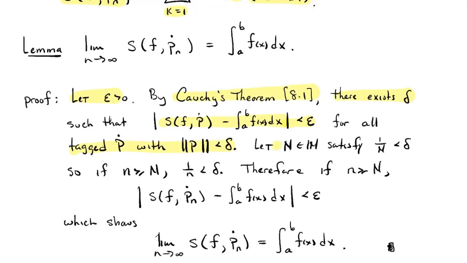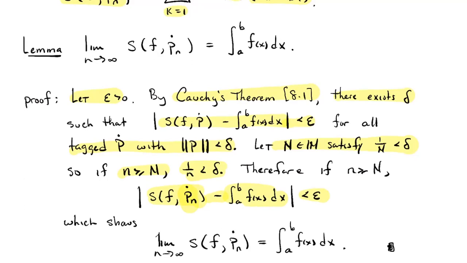Well, then pick a natural number so big that its reciprocal is less than delta. So if little n is bigger than that natural number, then 1 over n is less than delta. So in my family of tagged partitions above, their norms are less than delta. So the corresponding Riemann sum differs from the definite integral by less than epsilon.